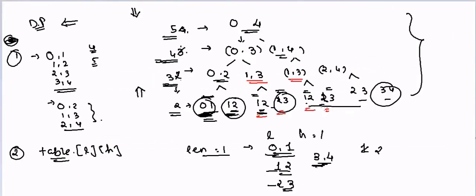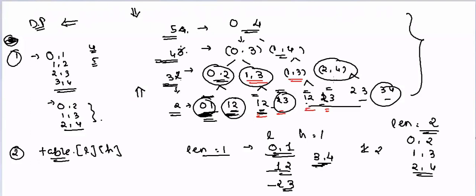And then when your gap or length equal to 2, you'll write something like this: 0 2 2, 1 2 3, and 2 2 4. For that, again, you will fill up the entry, and finally, when you fill the table for 0 to 4, you will have the answer.